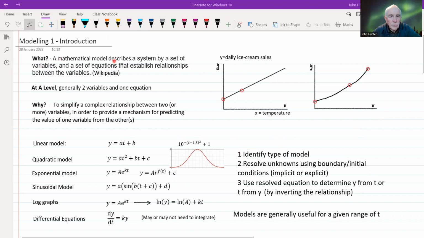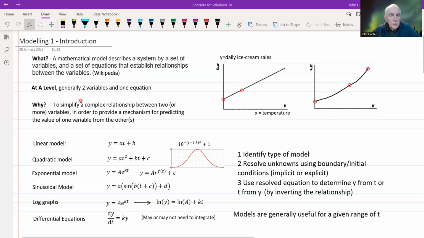A mathematical model describes a system by a set of variables and a set of equations that establish relationships between the variables. That's from Wikipedia. So we're looking at some kind of equation that connects a couple of variables. We should say that if we're looking at A-level, that's what these videos are primarily aimed at, then we're generally talking about equations, or one equation with two variables.